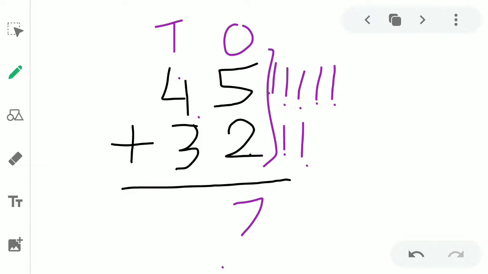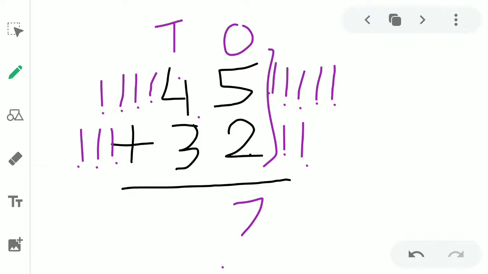So let us start from 4. 1, 2, 3, 4. Here I have drawn 4 lines. And this number is 3. Let us draw 3 lines. 1, 2, 3. Now let us count all the lines together. 1, 2, 3, 4, 5, 6, 7. So in total we have 7 lines.